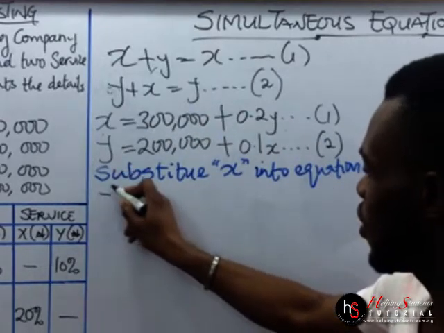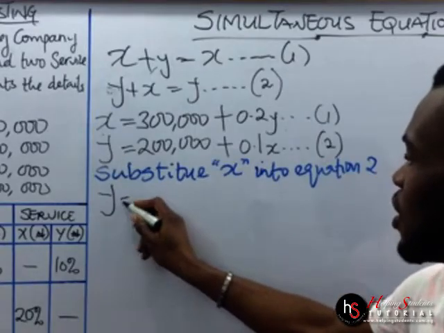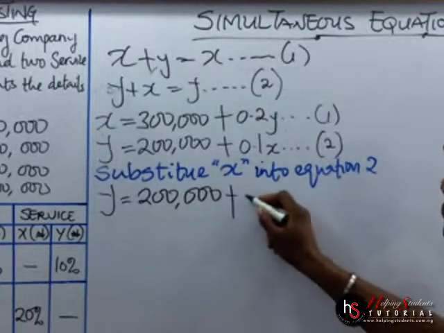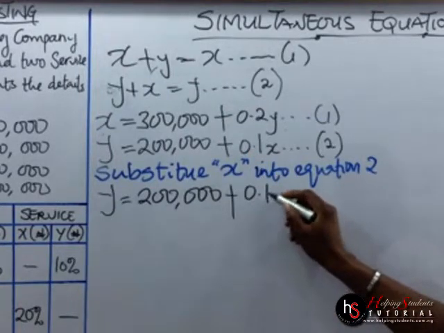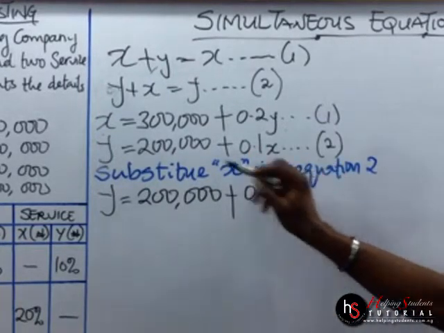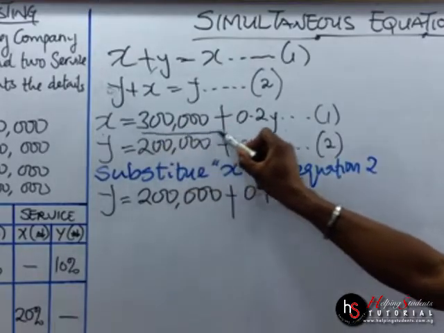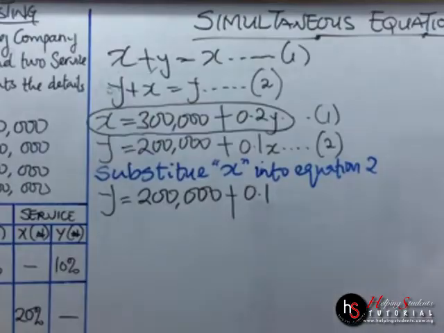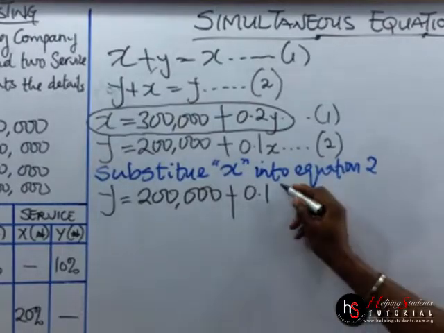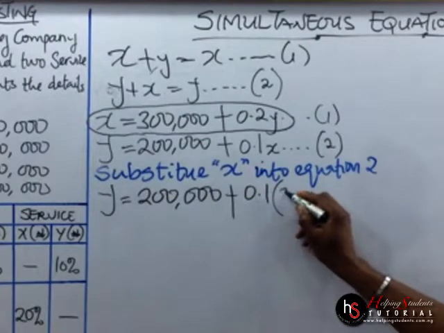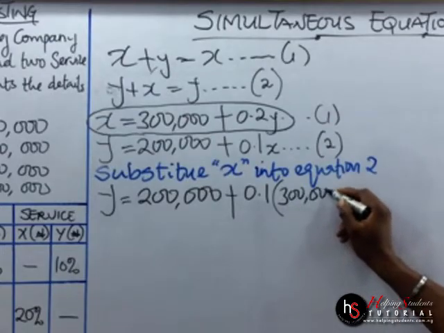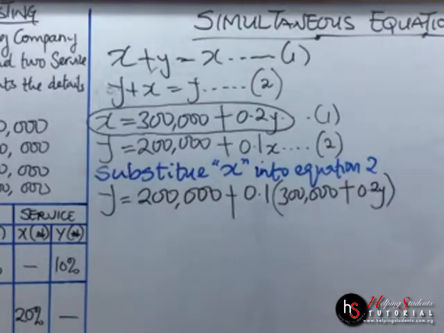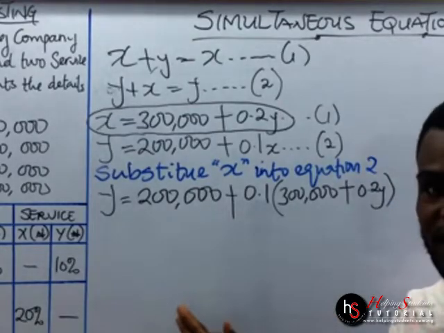So what we are going to do is this. You say y is equal to 200,000 plus 0.1. Now you can see we have x, and all these values we have here represent the value for x. So we are going to pick those values. We have a bracket open, then we have 300,000 plus 0.2y. Hope you understand the process.